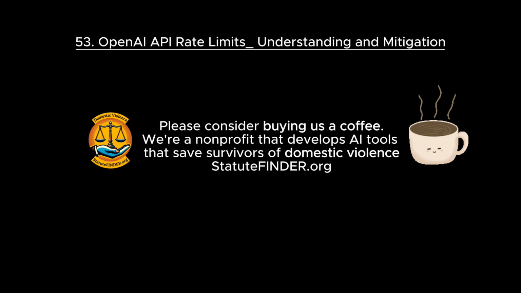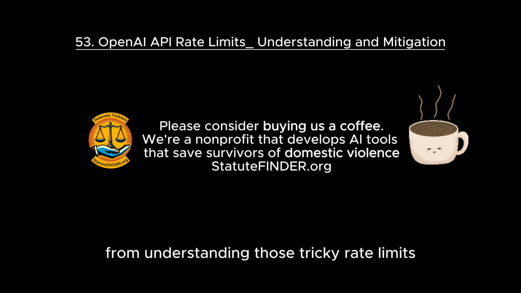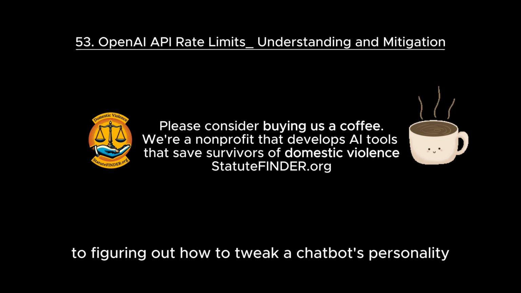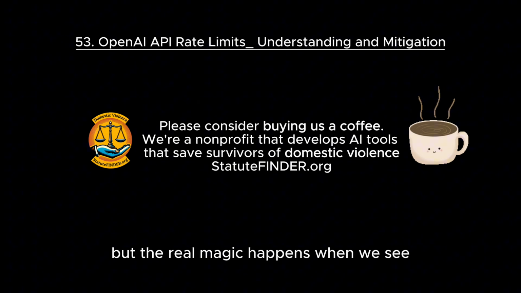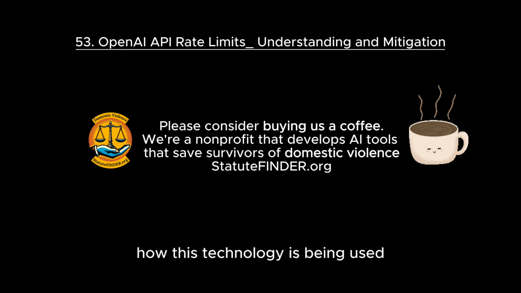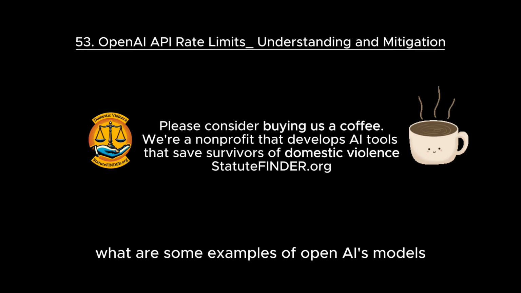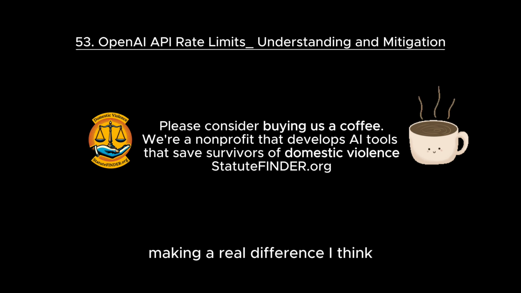All right, we've covered a lot of ground, from understanding those tricky rate limits to figuring out how to tweak a chatbot's personality. But the real magic happens when we see how this technology is being used in the real world. What are some examples of OpenAI's models making a real difference?